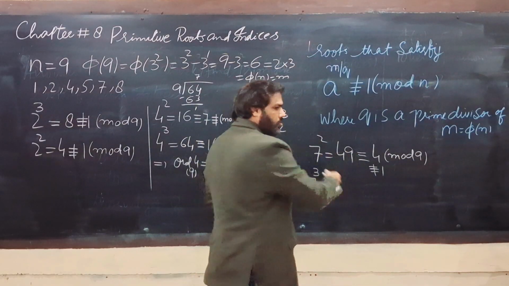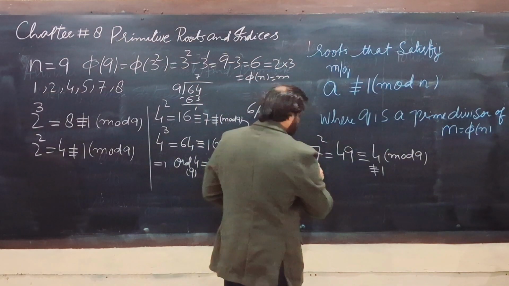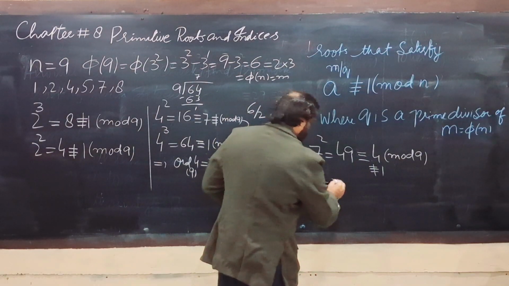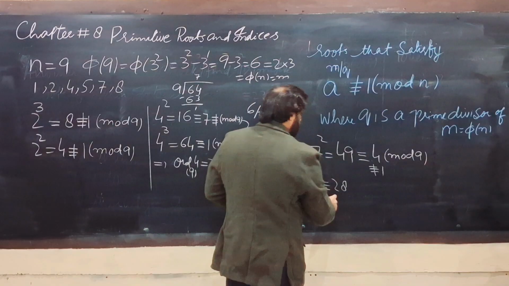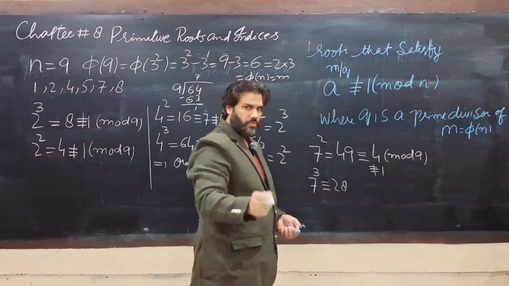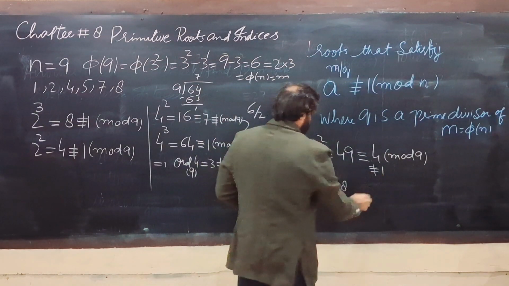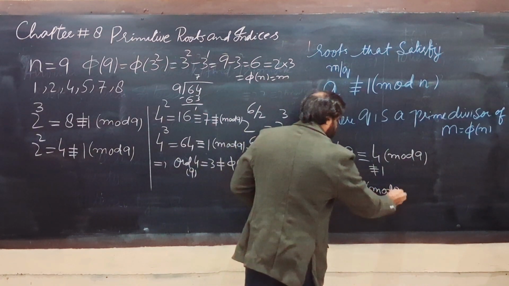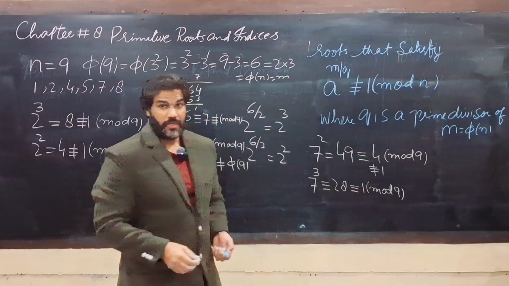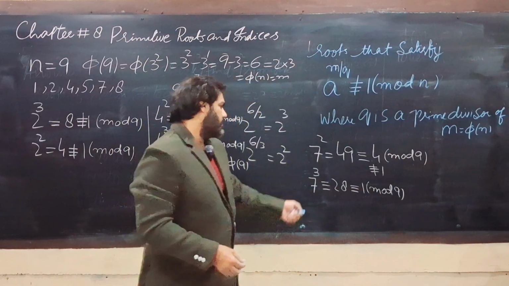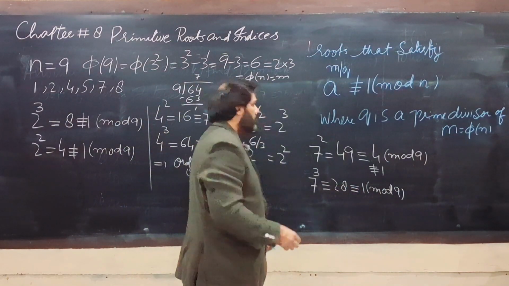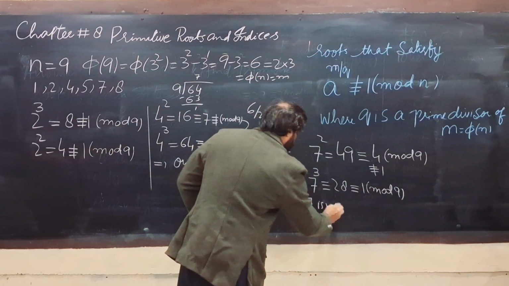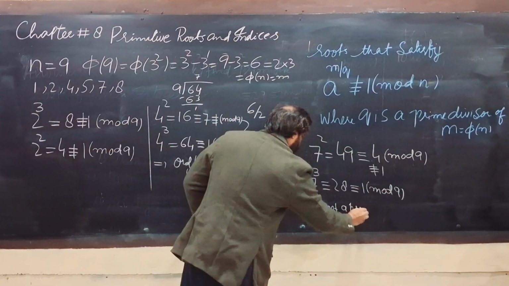7 cube means multiply both sides by 7. When you multiply by 7 here, this becomes 7 cube, and this becomes 28. And 28 is greater than 9, so we divide 28 by 9. When you divide 28 by 9, the remainder is 1. This shows that 7 cube is congruent to 1. It means 7 is not a primitive root of 9.